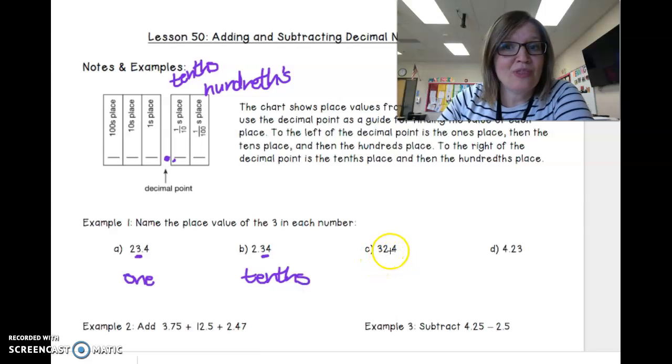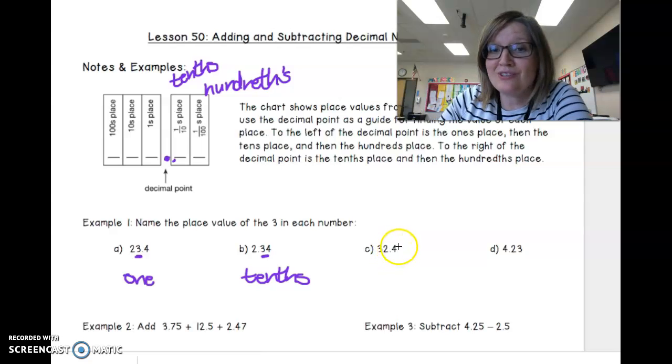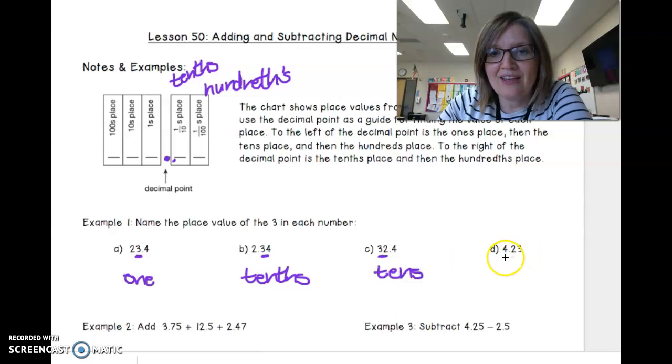Here's another example, 3 being used in all sorts of situations, 32 and 4 tenths. And so when we see that 3, we know that it's in the tens column. And finally, 4 and 23.